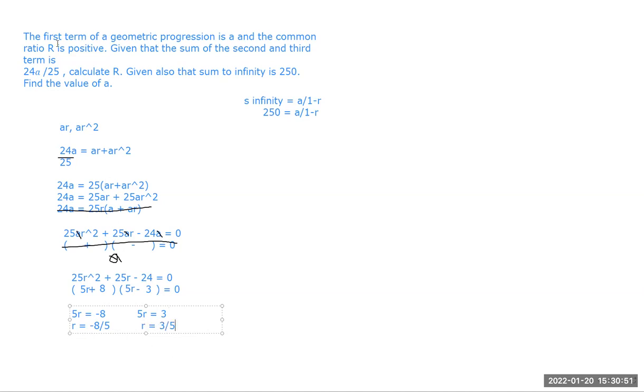Which one of those values is correct? You get two answers. It says R is positive. So, very good, very good, very good, Jamie. Sharp. Now find A.